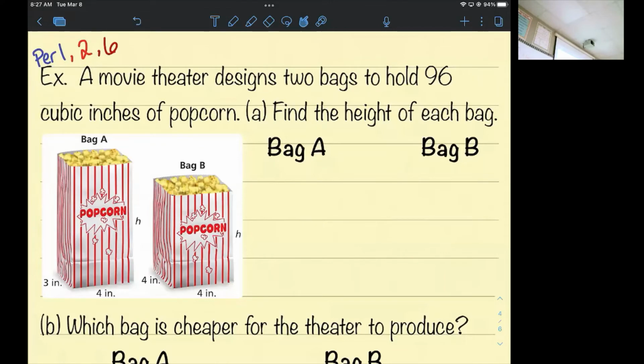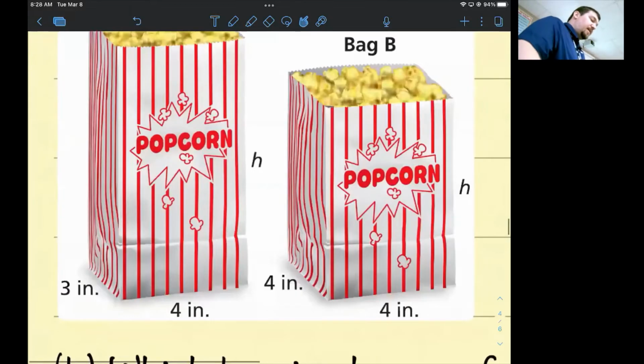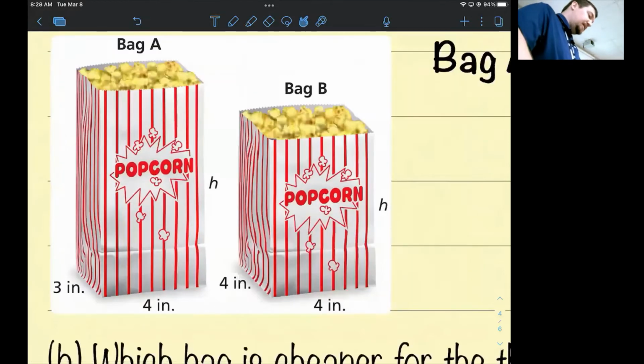All right, on this example, it says a movie theater designs 2 bags that hold 96 cubic inches of popcorn. Part A, find the height of each bag. So they give us some dimensions. Each bag is a little bit different. They give us the dimensions on these bags, except for the height of them, of course.